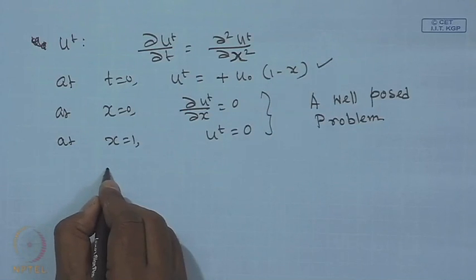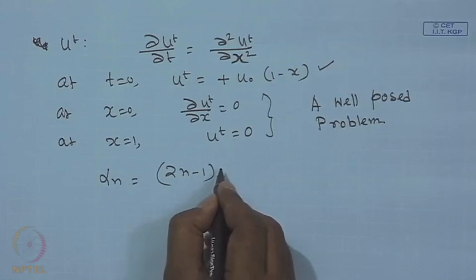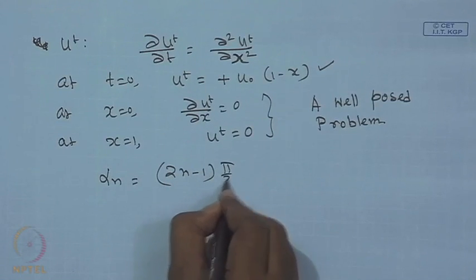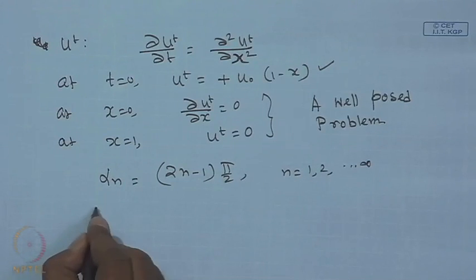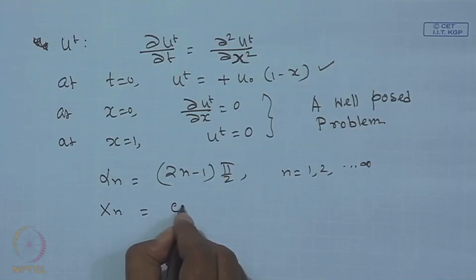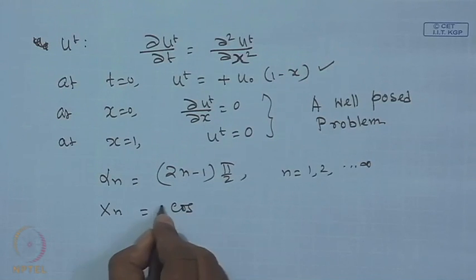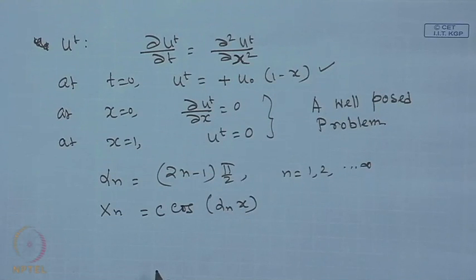The eigenvalues are (2n minus 1) pi by 2, where n is 1 to infinity, and the eigenfunctions are cosine functions, so cosine of alpha_n x. Now, if you look into the complete solution to this problem, we have already solved this problem in the last class. So, I am just writing it down.